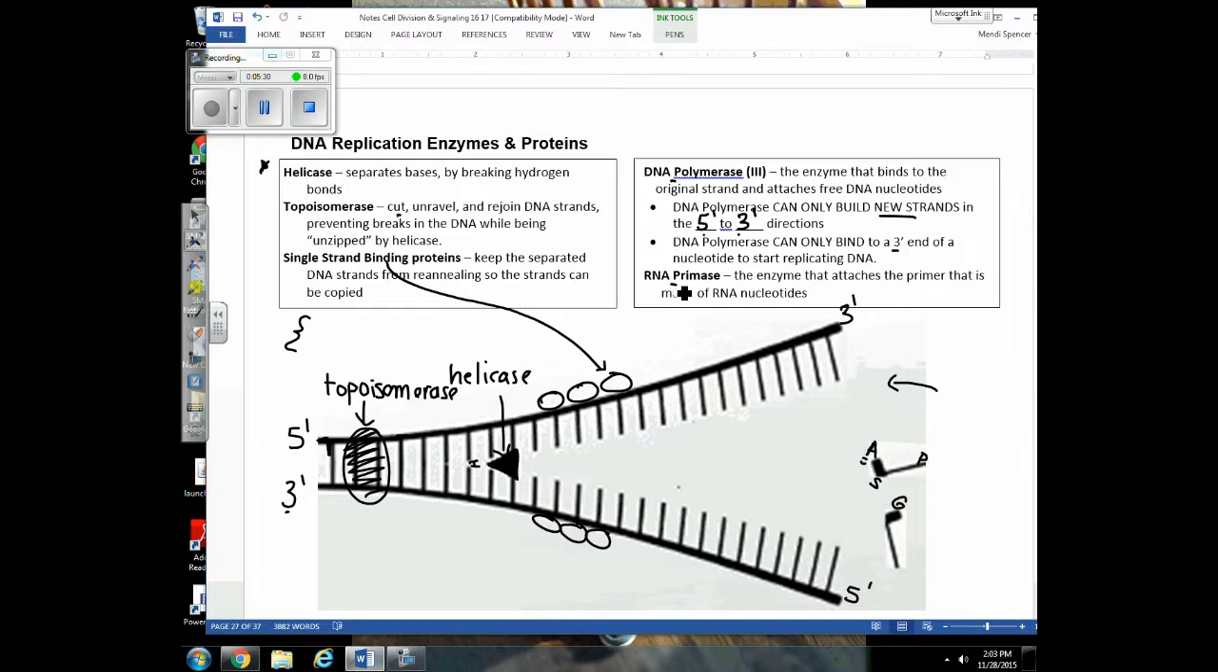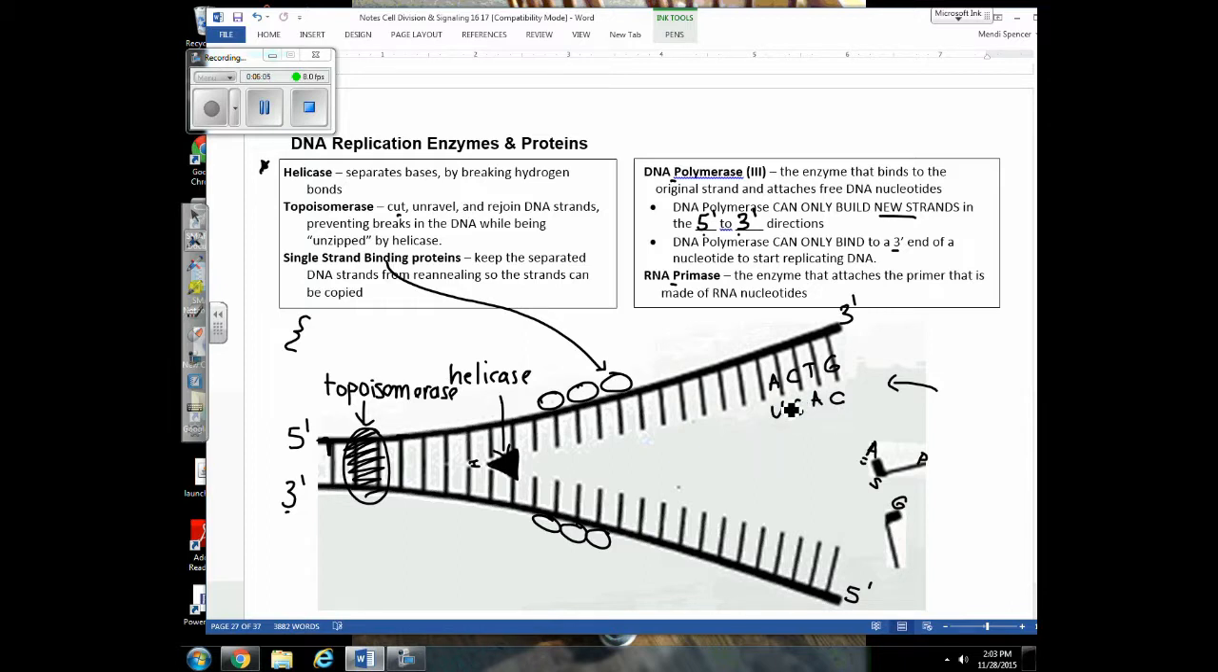Sometimes it's just called primase, but I think it's easy to remember that it's RNA primase because it's going to grab free-floating RNA nucleotides and match them up, creating a section of RNA which is called a primer. Now I'm going to add some bases here. So let's say that this DNA was A, C, T, G. RNA primase is going to add a primer, and it's going to match up with RNA nucleotides. It's going to put C, A, G, and U.